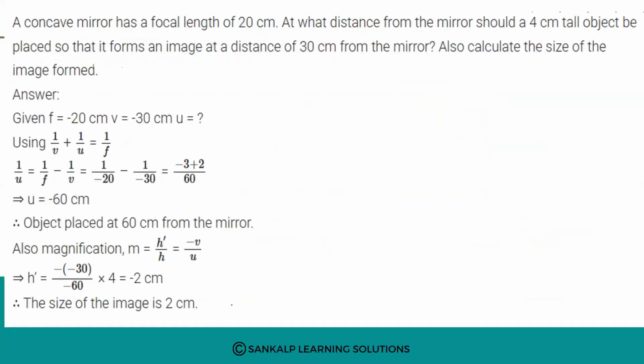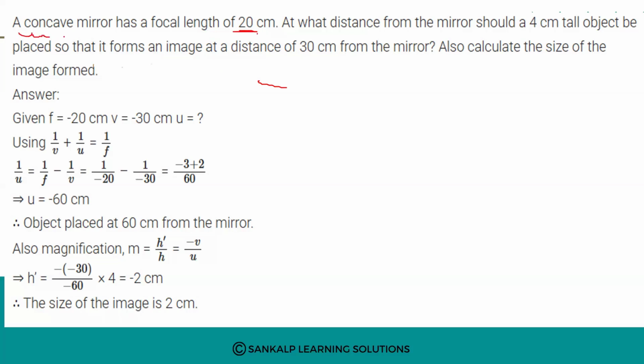Next, a concave mirror has a focal length of 20 centimeter. At what distance from the mirror should a 4 centimeter tall object be placed so that it forms an image at a distance of 30 centimeter from the mirror? Also calculate the size of the image formed. Yes, so here the focal length is 20 centimeter.